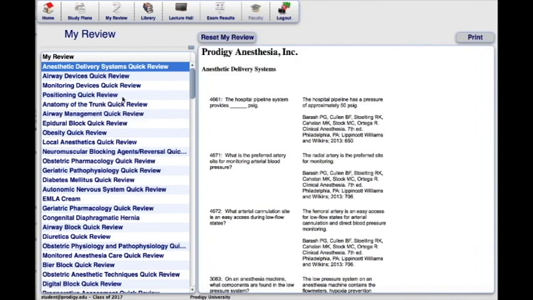As you continue to take exams and study My Review in between each simulation exam, then the system is constantly narrowing the gap between the information you have and the information you need in order to pass boards.